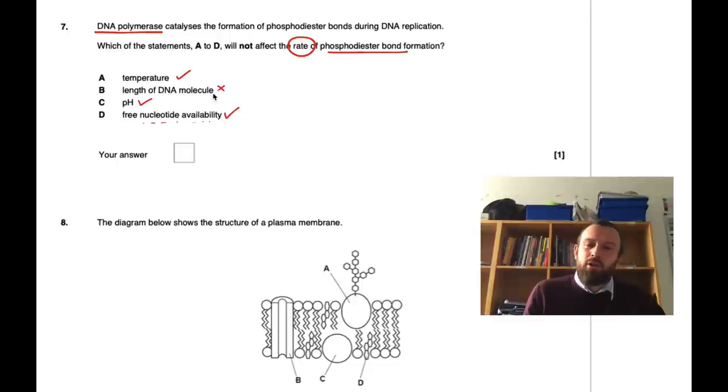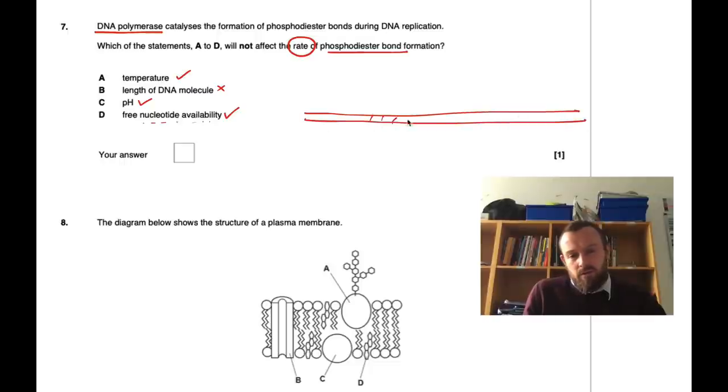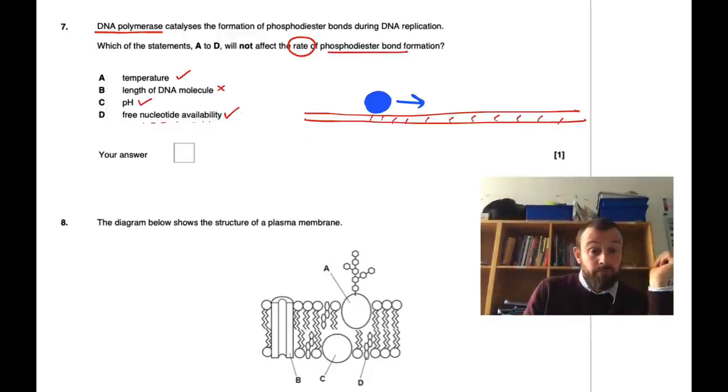The length of the DNA molecule, not really, because remember, this is a long DNA molecule, kind of draw it very quickly, and we've got the enzyme here, blob, just moving along this way. We're really thinking about the rate that it moves along. So that's the rate of phosphodiester bond formation. We're not actually thinking about how far it will go, which is kind of the length of the DNA molecule. Do you understand? So the answer is B.